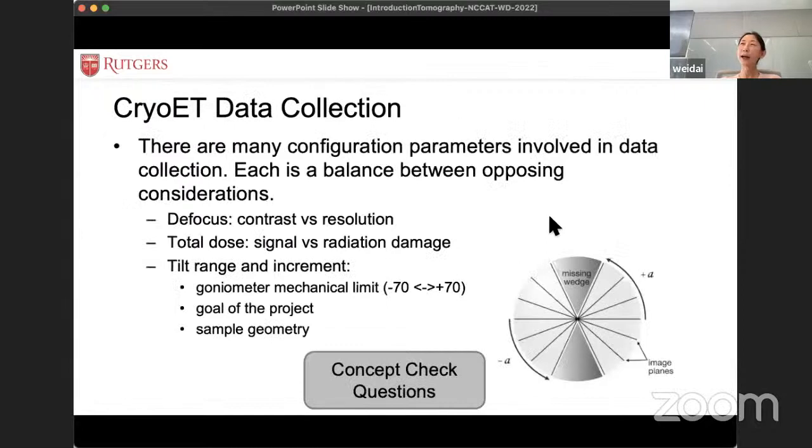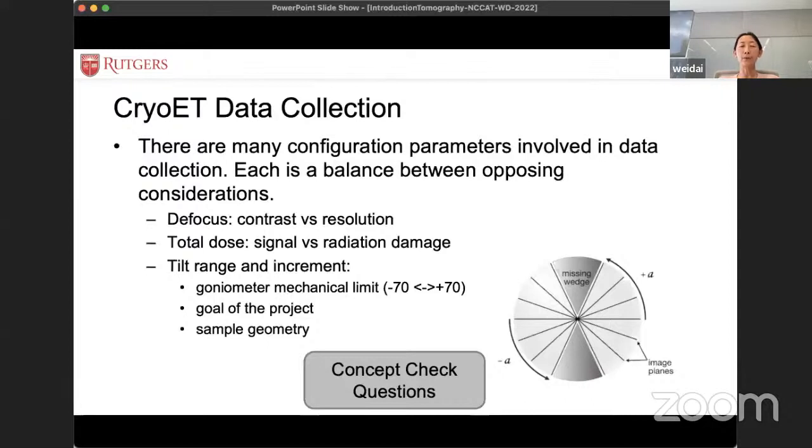Then, after you put the sample into the microscope for data collection, you actually have a lot of options, meaning you have to make decisions. What is the best for your particular project? Some of them are going to overlap with your single particle project. For example, defocus. So you have to pick a defocus to balance contrast versus resolution. I hope this is very obvious for all of you after the single particle modules.